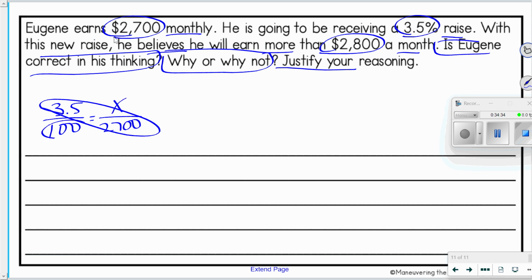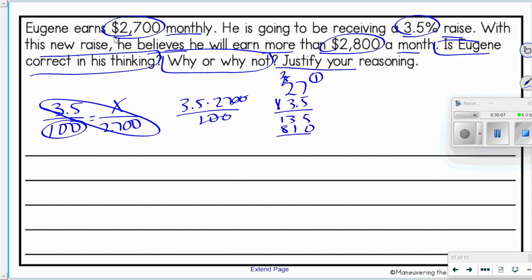Okay? Technically, I could have just multiplied by 27, but that's probably what I would do in this case. But baseball's also going to do it for you. Times 2,700 divided by 100. So I can divide these both by 100. So it's just 3.5 times 27. I have one decimal place. That gives me 94.5. So 94 and 5/10. That was the increase.